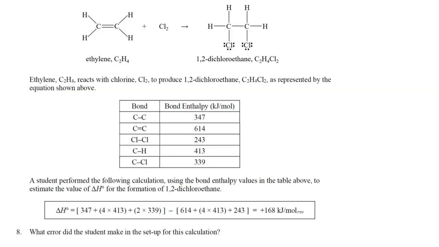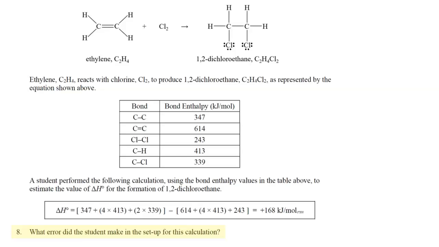We are given a table with bond enthalpy data, and it says a student performed the following calculation using the bond enthalpy values in the table above to estimate the value of delta H for the formation of 1,2-dichloroethane. So we see the student's calculation, and then question 8 asks, what error did the student make in the setup for this calculation? So our strategy for answering question 8 is to go ahead and solve the problem correctly, and then hopefully after we solve the problem correctly, we can find out what mistake the student made.